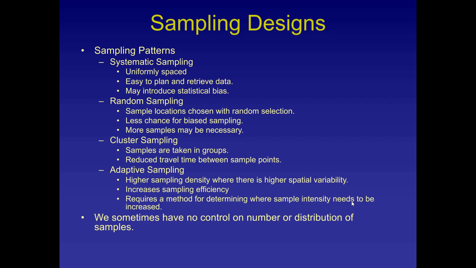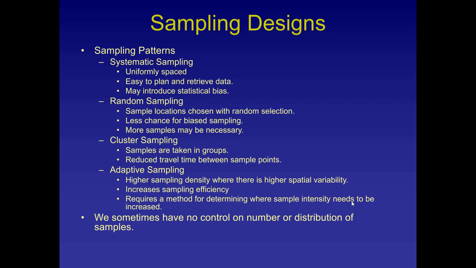In cluster sampling, samples are taken in groups. This can be beneficial, especially for the concept of field design, where reduced travel time between sample points may be of benefit. Finally, we have adaptive sampling. With adaptive sampling, higher sampling density is intentionally placed on areas of greater spatial variability. This helps increase sampling efficiency.